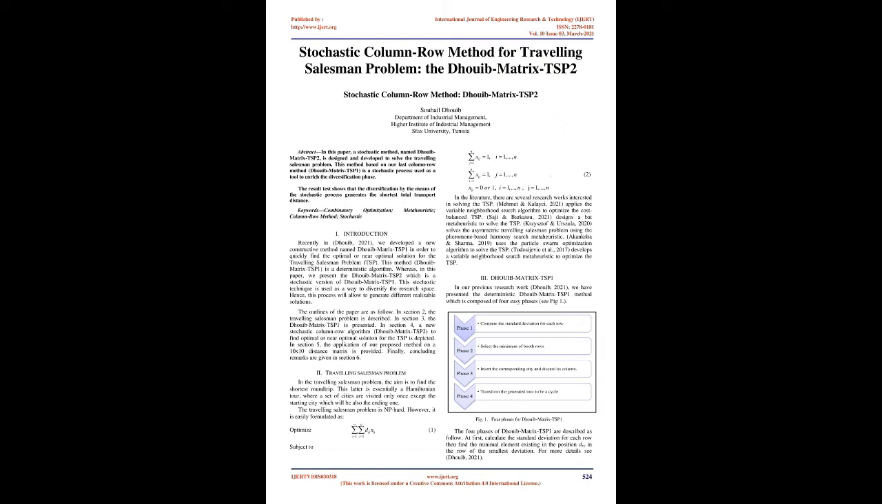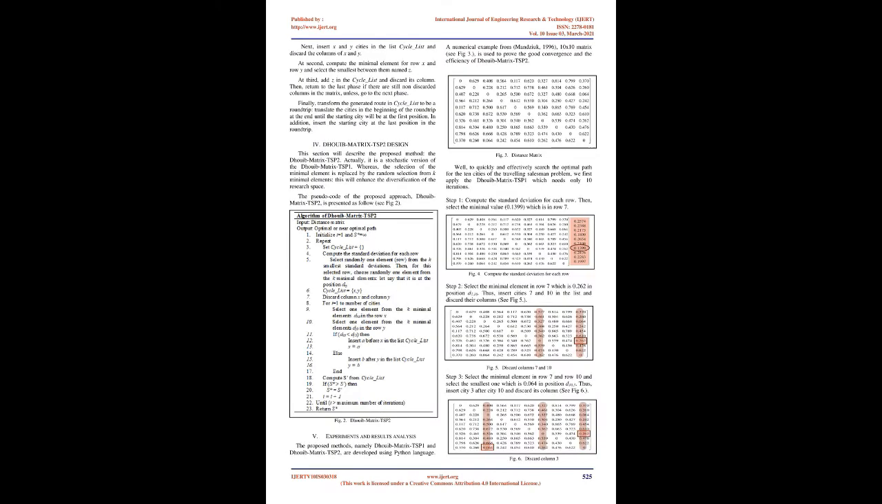The outline of the paper is as follows. In section 2, the traveling salesman problem is described. In section 3, the Dhouib Matrix-TSP1 is presented. In section 4, a new stochastic column row algorithm, Dhouib Matrix-TSP2, to find the optimal or near optimal solution for the TSP is depicted. In section 5, the application of our proposed method on a 10x10 distance matrix is provided. Finally, concluding remarks are given in section 6.